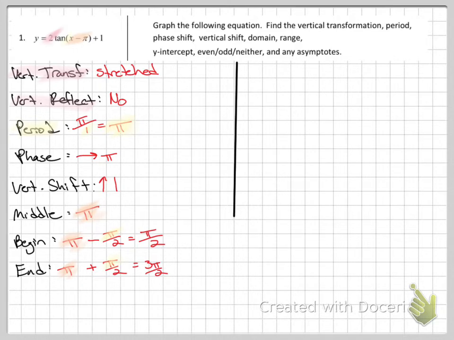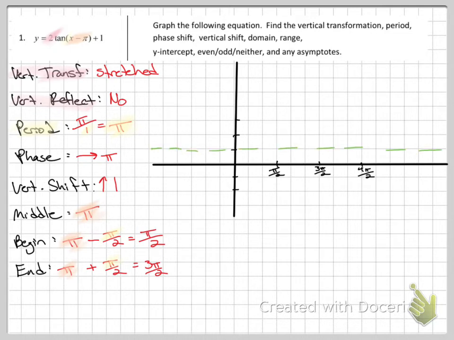And it's up 1, so maybe down here. Okay, my values in the margins are all counting by 2's. So pi over 2, 3 pi over 2, 4 pi over 2. I end at 3 pi over 2 anyways, so that's plenty. My y-axis is counting by 1's. Green line. The vertical shift is up 1. The middle is on the green line.